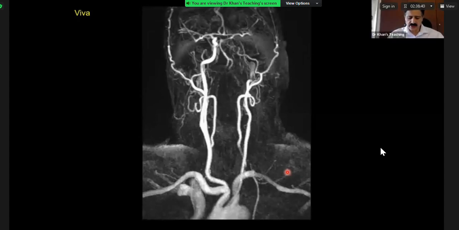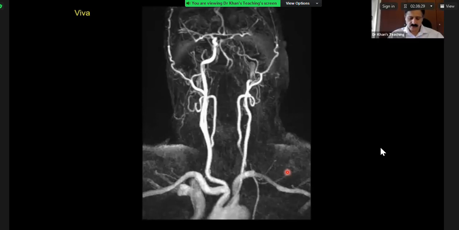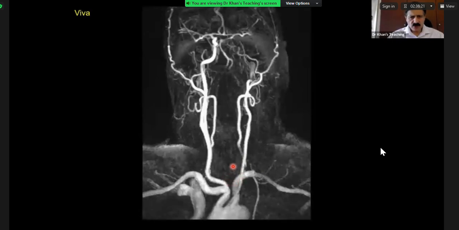Okay, so your conclusion is? I've got a critical ICA, either filling defect or stenosis. And I'm concerned that there would be anterior circulation infarct or ischemia.